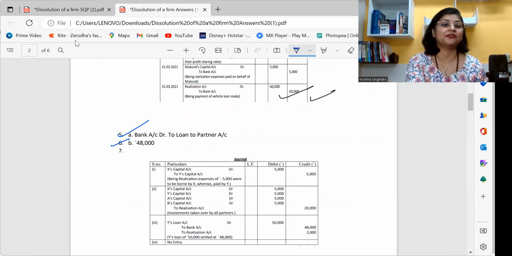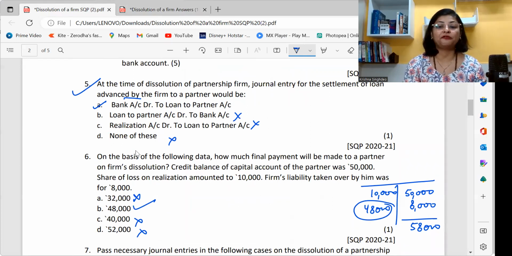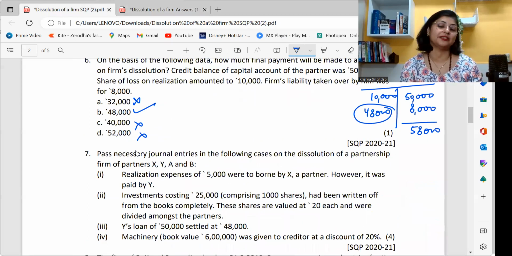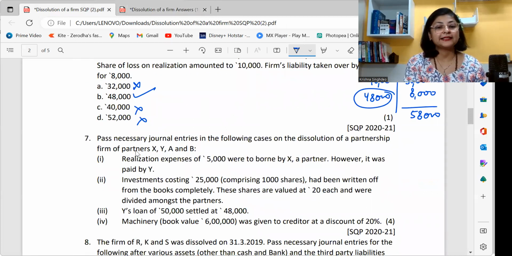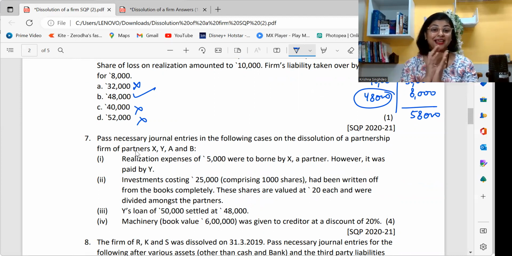These two were sample question paper multiple choice questions, and now we are moving ahead to a full-fledged question which had come for 4 marks in the sample question paper of 2020-21. Pass necessary journal entries in the following cases of the dissolution of the partnership firm of X, Y, A, and B. The names are slightly different. Normally, we have X, Y, Z. They have X, Y, A, and B also. So be very careful when you're reading the question.